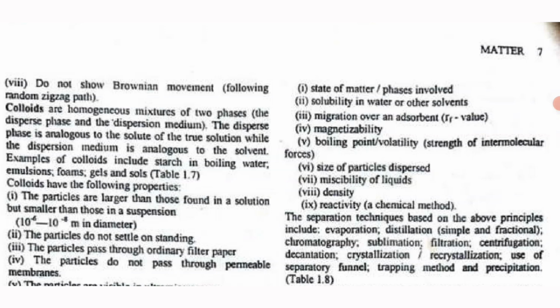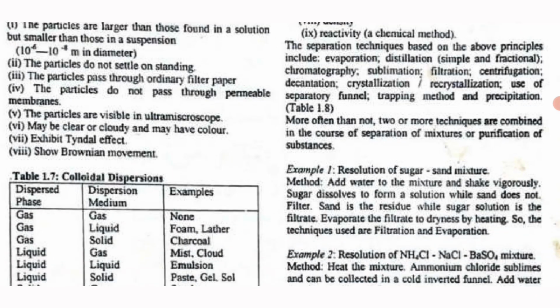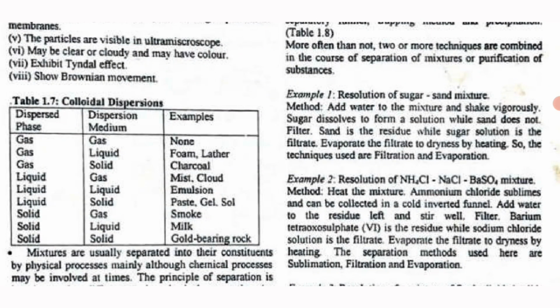Number three, migration on an adsorbent. Number four, magnetizability. Number five, boiling point or volatility. Number six, size of particles dispersed. Number seven, miscibility of liquids. Number eight, density. And lastly, reactivity, that's a chemical method. So the separation techniques based on the above principles include evaporation, distillation, chromatography, sublimation, filtration, centrifugation, and lastly precipitation. There's a table for that. We're going to look at a table, but let's just take these examples, about three of them.